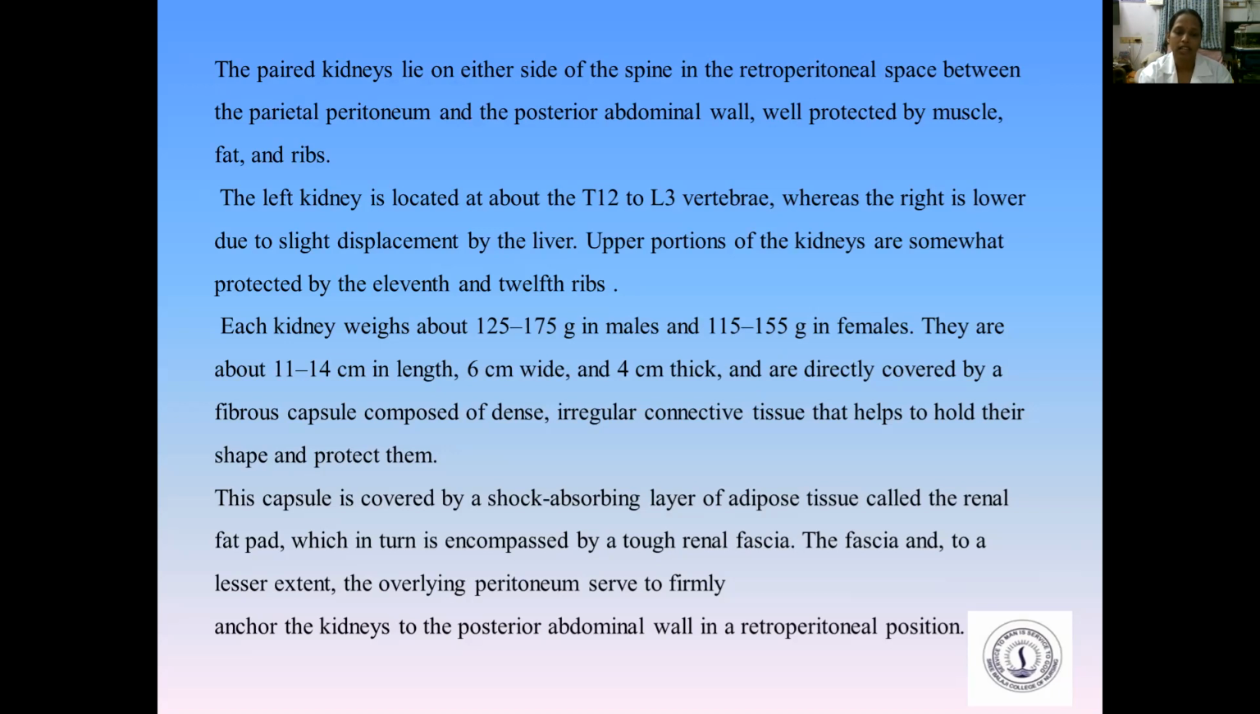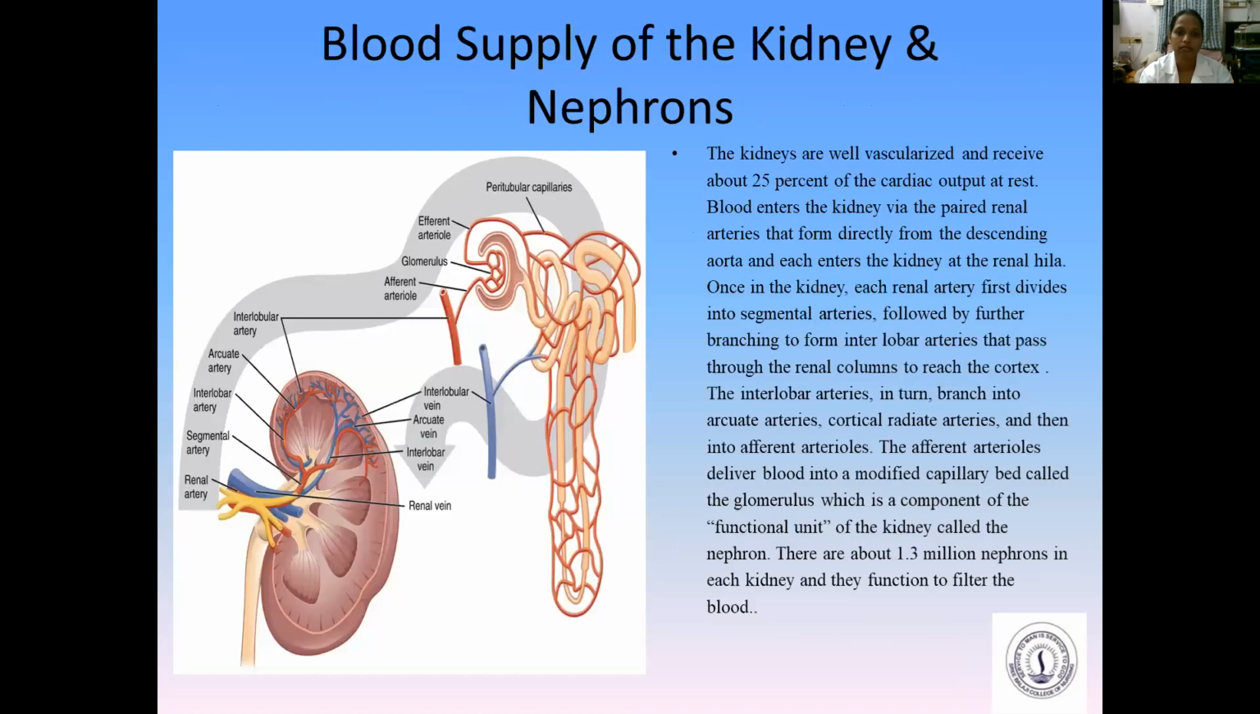and are directly covered by a fibrous capsule, which is composed of dense, irregular connective tissue that helps to hold their shape and protect them. So this capsule is covered by a shock-absorbing layer of adipose tissue called the renal fat pad, which is in turn encompassed by a tough renal fascia. So the fascia and to a lesser extent the overlying peritoneum serve to firmly anchor the kidneys to the posterior abdominal wall in a retroperitoneal position.